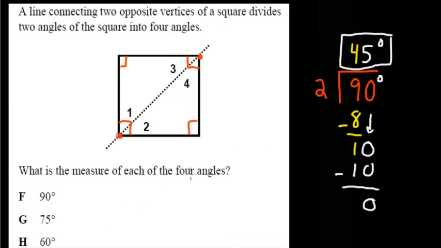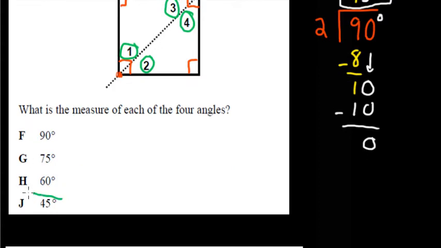What is the measure of each of the 4 angles? It's saying what's the measure of each of these 4 angles right here. Each of those has to be 45 degrees. So there's my answer choice right there, 45 degrees.